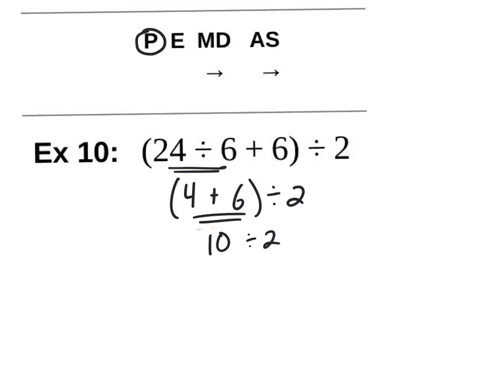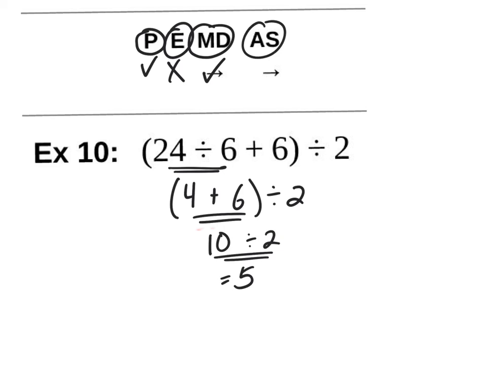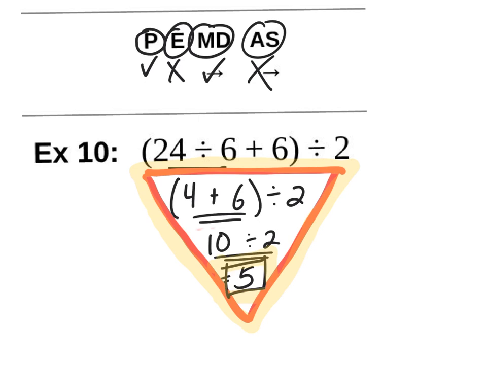We have finished step 1. We go on to step 2. I do not see any exponents. We go on to step 3. Multiplication and division. I see some division. We'll do 10 divided by 2, which is 5. That ends multiplication and division, step 3. I do not see any addition and subtraction. We are done. Super work.